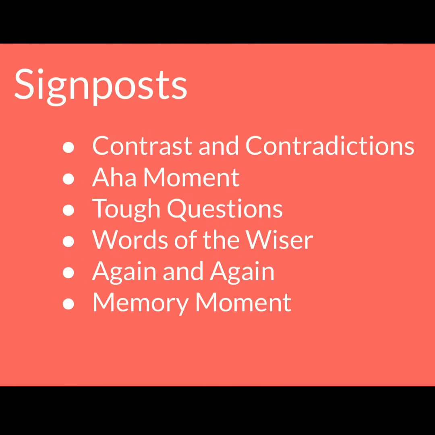Well, in literature, there are signposts that we can also look for that can give us a better understanding of the situations we are reading about. There are 6 signposts that we are going to talk about: contrasts and contradictions, aha moment, tough questions, words of the wiser, again and again, and memory moment.